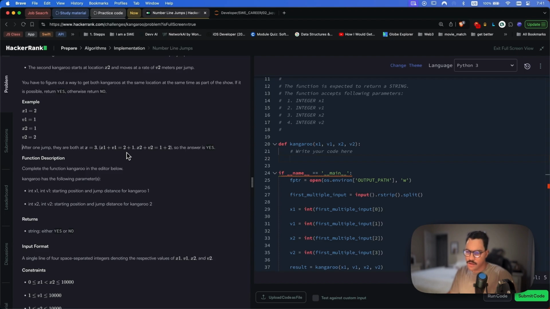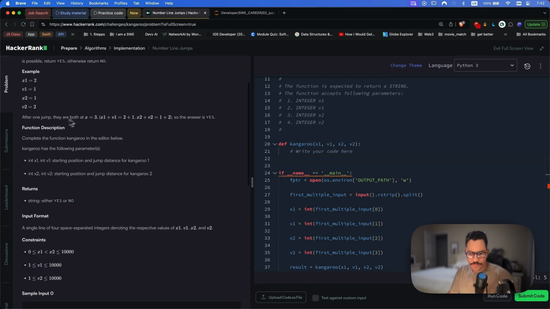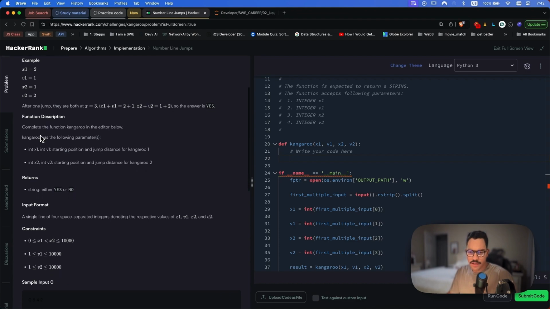Okay, I think I understand why. Basically, one kangaroo has a head start, but the other one has better speed. So the ground that one covers equals the ground that the other kangaroo covers with distance. The other one has to catch up with speed, basically. We're good in that sense.